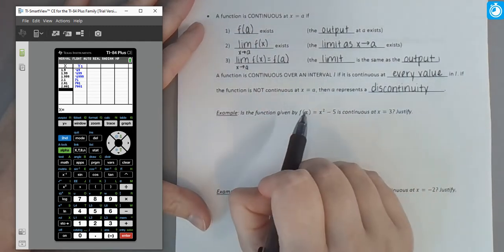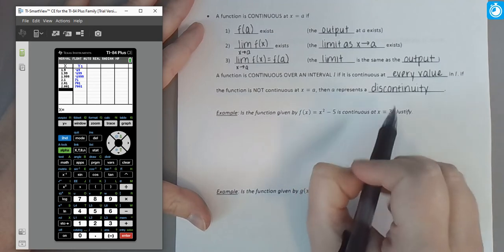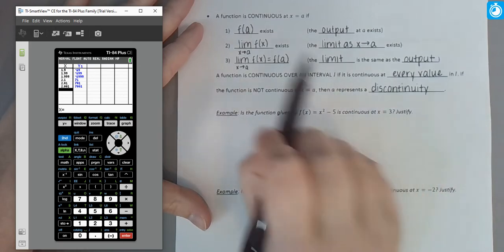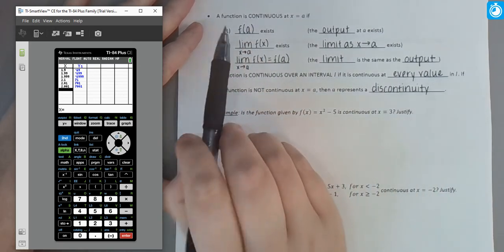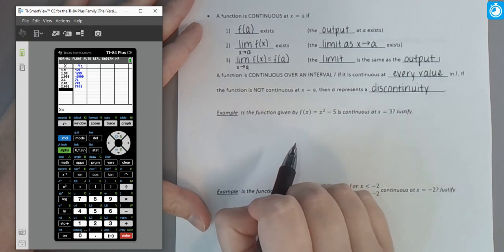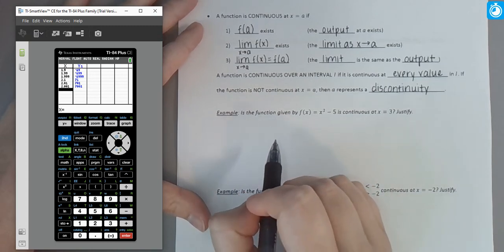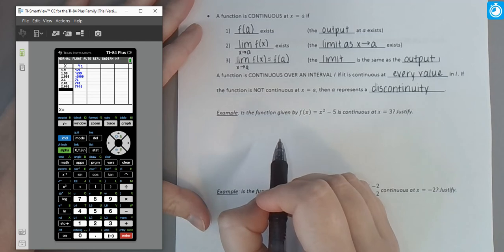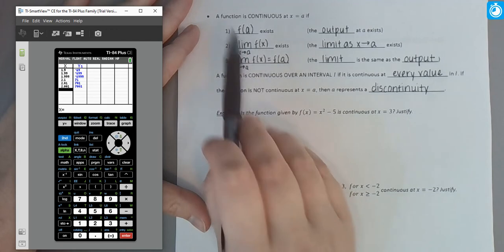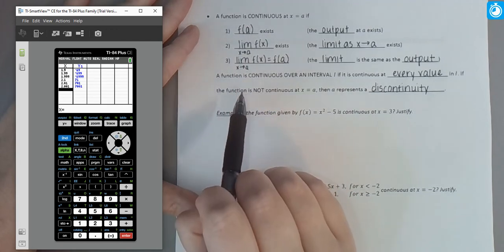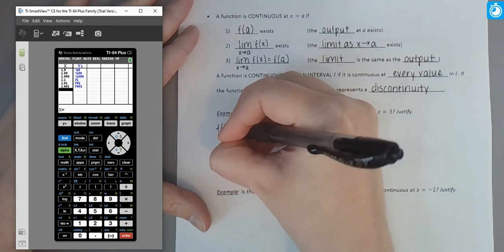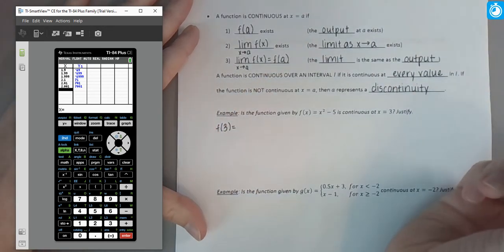So what do we need to do? Well, number one, we need to determine, is the function defined at 3? Make sure that f of a, in this case f of 3, exists. Number two, we need to make sure that the limit at x equals 3 exists. And we can do that numerically, we can do that with a graph, we can do that in a couple different ways. And then also we need to make sure that, number one, it exists, and number two, they're the same. They need to have the same value. So let's start with f of 3.